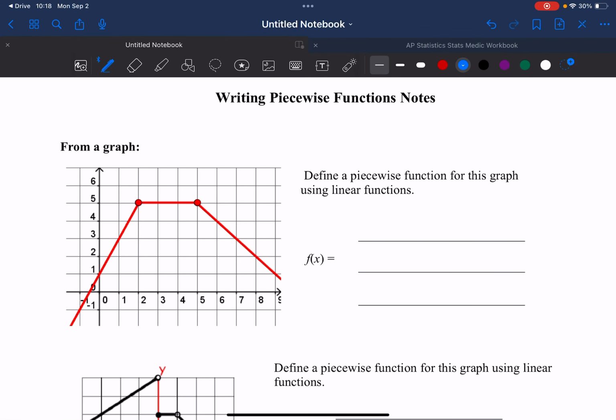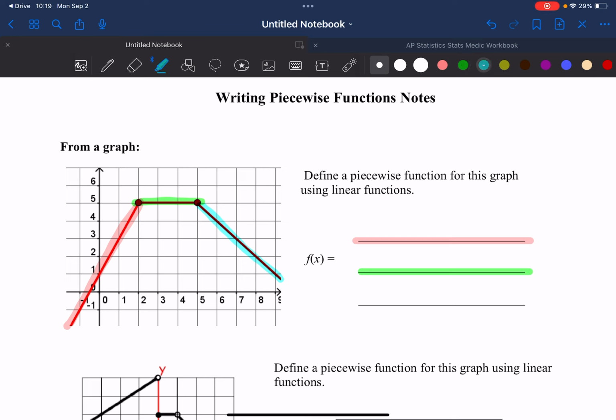Okay, this is Unit 1 notes, writing piecewise functions for Advanced Algebra 2. So in order to write piecewise functions, we're going to have to break apart the graph just like we broke apart the function itself. So notice here we have three separate pieces of our piecewise function. We have a linear function here, then we have a constant function, and then we have another linear function here. So that tells us that we are going to have three different expressions.